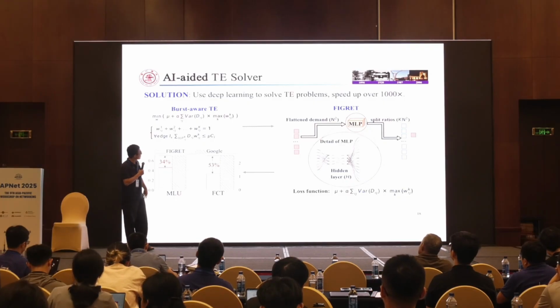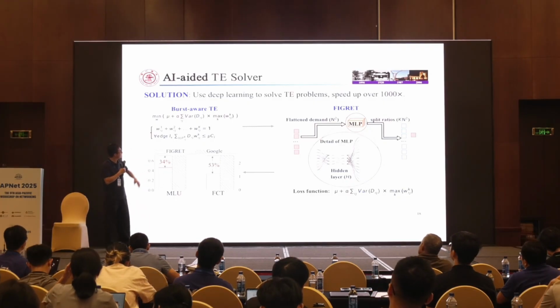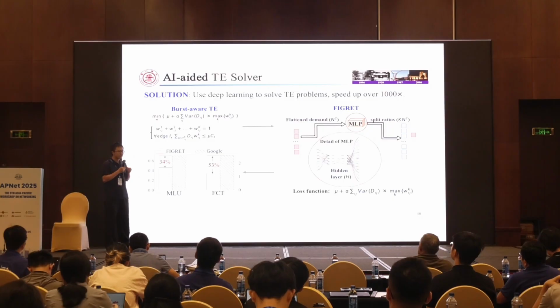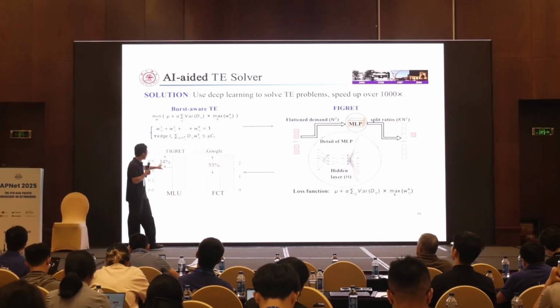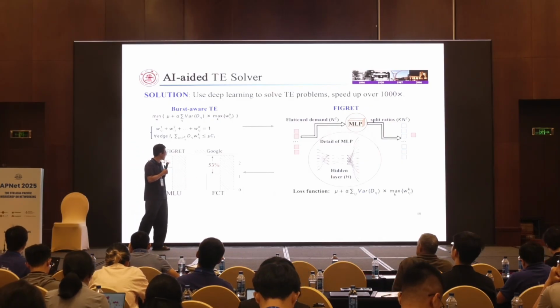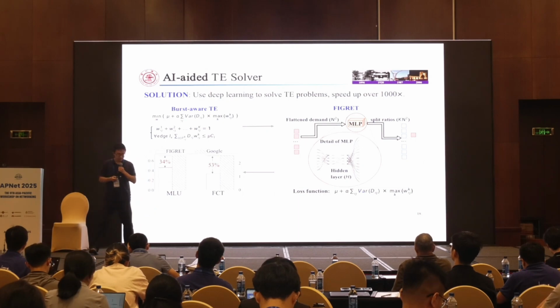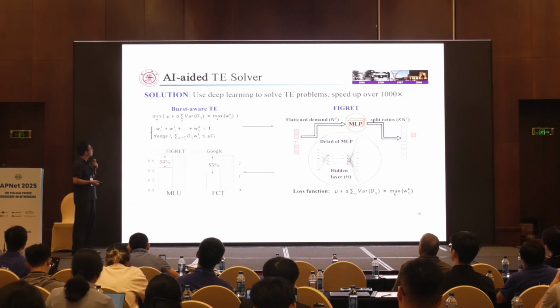With this approach, we compare our solution with Google's traffic engineering solution. We can see that the max link utilization, meaning the worst case congestion level, decreases, and the flow completion time also decreases.